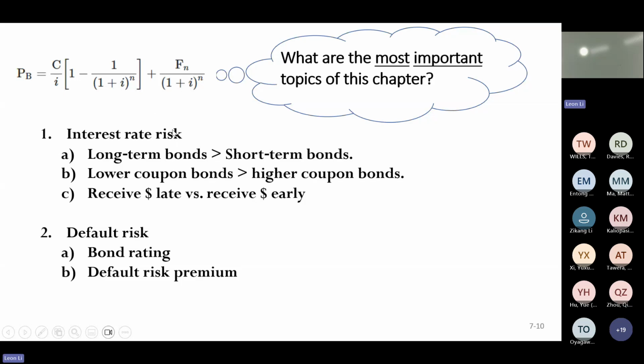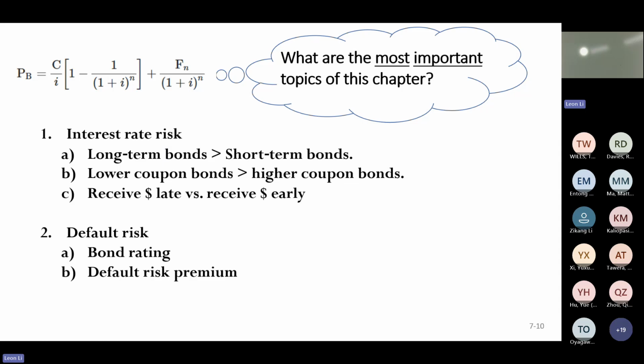And we can use this result to discuss the risk of the bond. The bond has two types of risk, interest rate risk and default risk. So in our bond valuation formula, i is the interest rate. Interest rate is not a constant. So a change in interest rate will cause a change in bond price. So this is our interest rate risk.